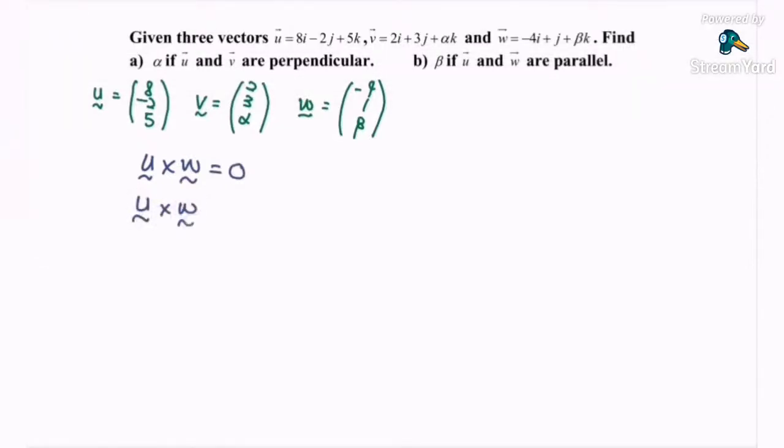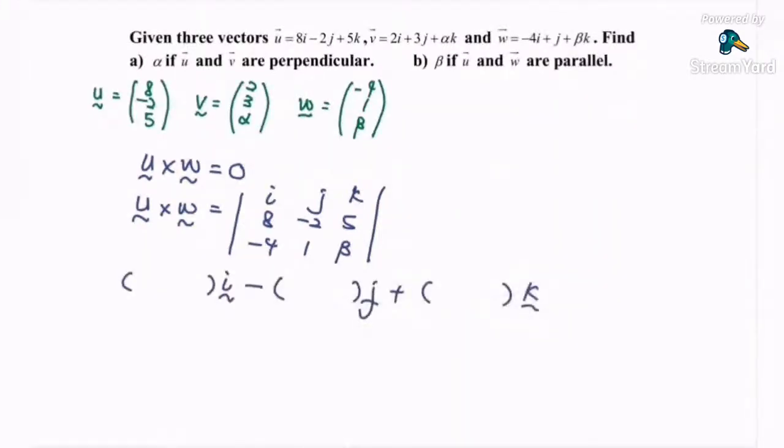U cross w is equal to, where we have i, j and k. Kindly substitute the u and w. A, negative 2 and 5, followed by negative 4, 1 and beta. So where we will have i minus j plus k. So in order to find the i, close up the i, so we will have negative 2 beta, minus, we have 5.